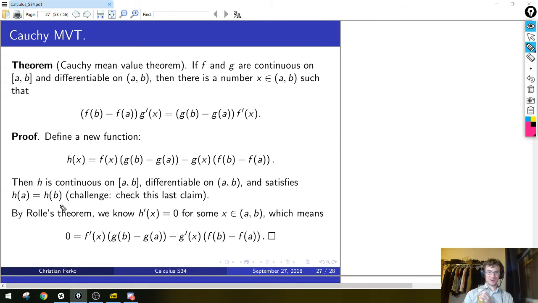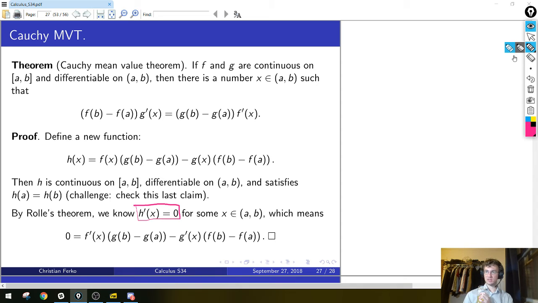So, good. Now we know that the function we defined, h, satisfies this condition where you end where you started, right? h of a equals h of b. And it satisfies the other assumptions in Rolle's theorem, which means the conclusion of Rolle's theorem must also be true, which is to say there exists a point where you turn around, right? There is some x in the open interval a to b where h prime of x equals 0.